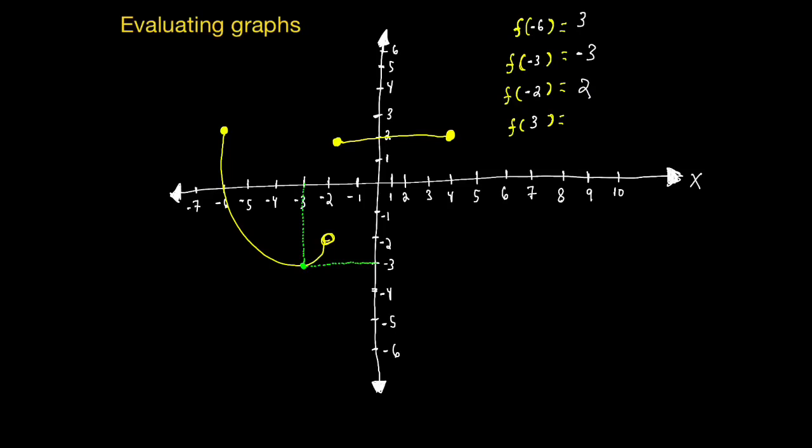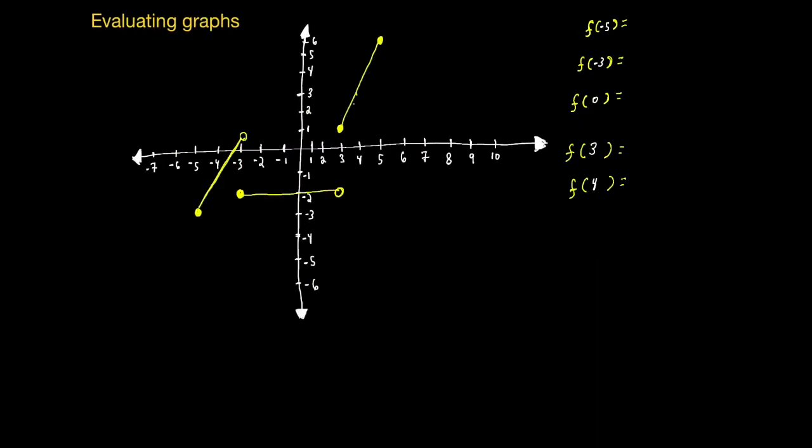And now let's get the last one, f of 3. So f of 3 is actually going to be +2 as well. And there you go. Let's try one more.